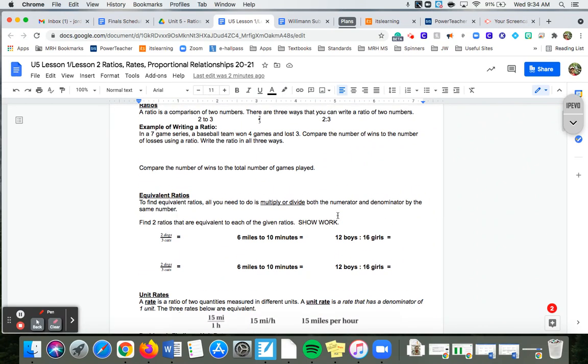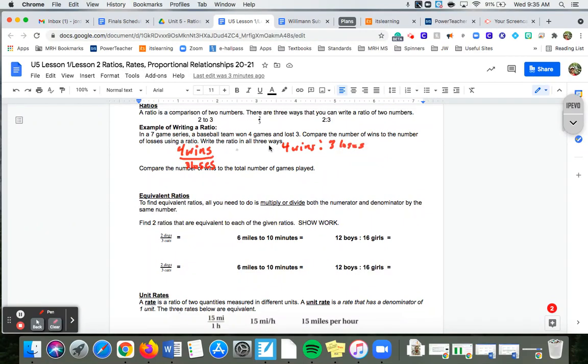If we look at an example of writing a ratio, in a 7-game series, a baseball team won 4 games and lost 3. Compare the number of wins to the number of losses. If I were to write a ratio in fraction form, it would be 4 wins to 3 losses. If I were to write it with a colon, it'd be 4 wins to 3 losses.